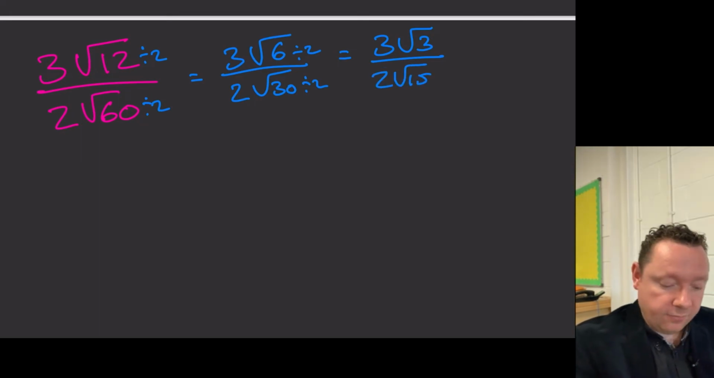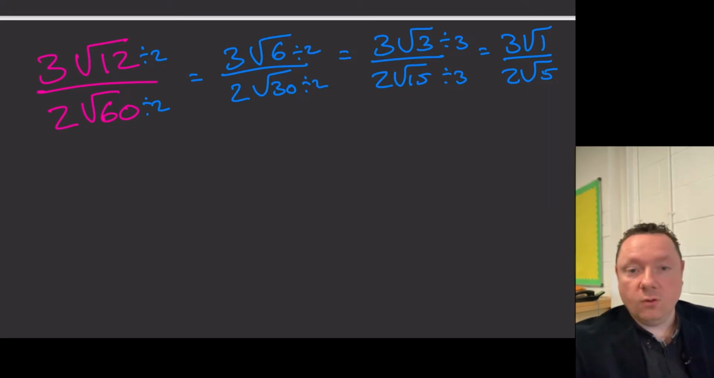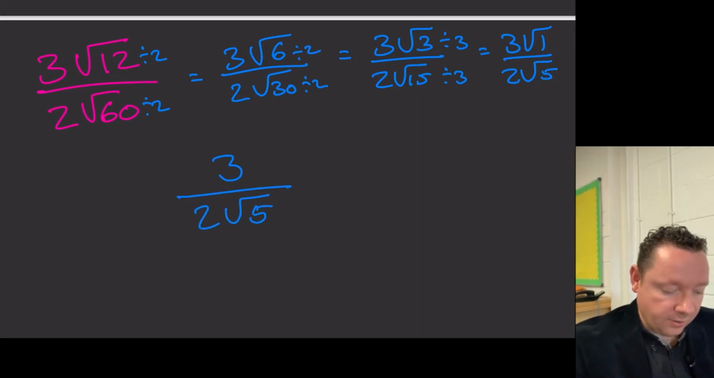Oh, I can do it again. 3 goes into both of them. So that gives me 3 times the square root of 1 over 2 times the square root of 5. So that gives me a final question of 3 times the square root of 1, which is 1, over 2 root 5. I've simplified it right down to this.